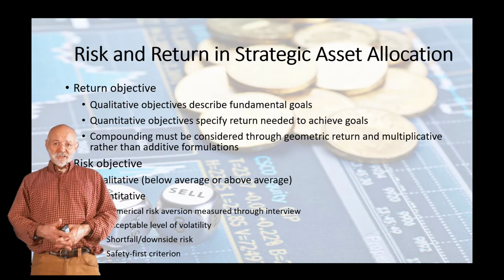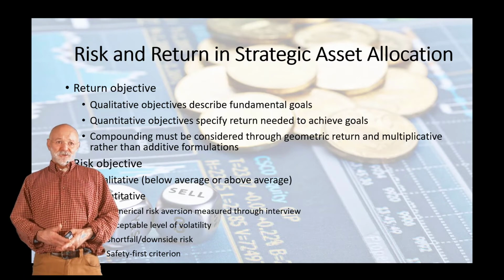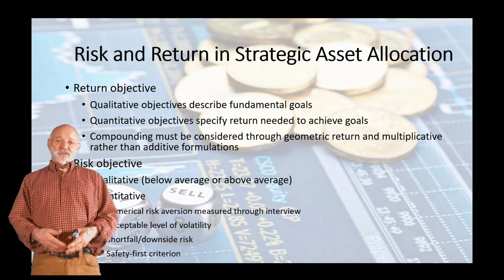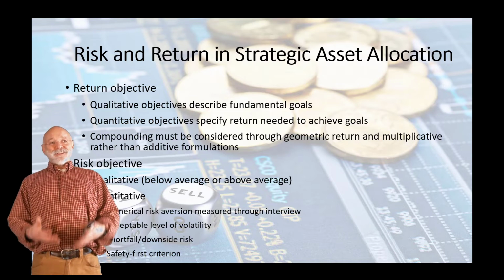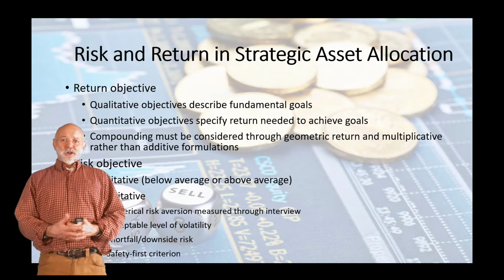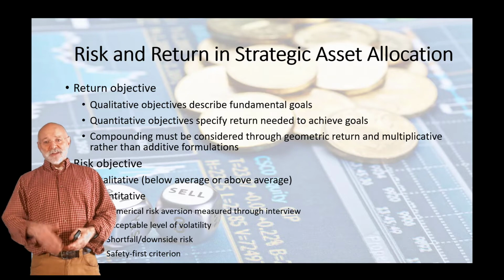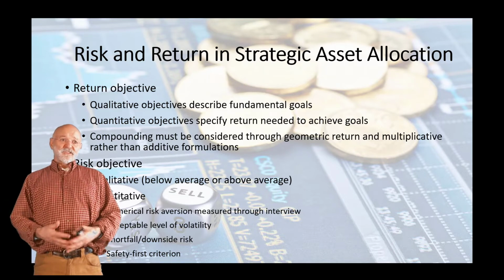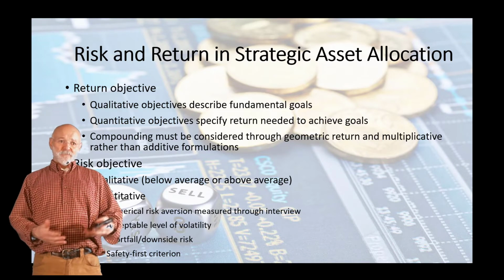Qualitative returns essentially say that, well, we expect that we're going to do a certain amount better perhaps than the others. Of course, with compounding, we're going to be looking at the returns using a geometric return and using the multiplicative rather than the additive formulations. In other words, 5% per year times 5 years is a lot less than a 5% return every year compounded to the x power. Our risk objective can be assessed qualitatively and quantitatively, below average risk or above average risk.